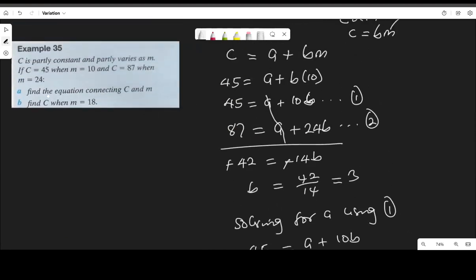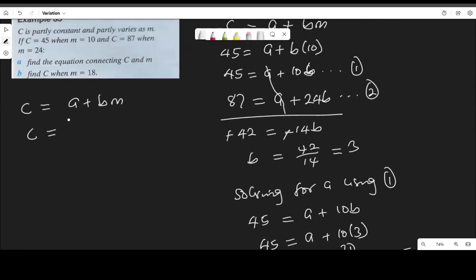Then, excuse me, the question B says find C when M is equal to 18. You know that C is equal to, go back to the equation, A plus BM. We've known A to be, what is A? A is 15. 15 plus B is 3, 3M. This is the equation connecting C and M. Then B says find C when M is equal to 18. C equal to 15 plus 3 times 18, which is 54 plus 15, that is 69.